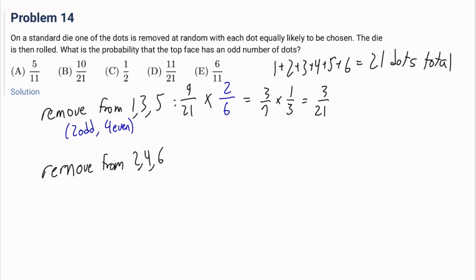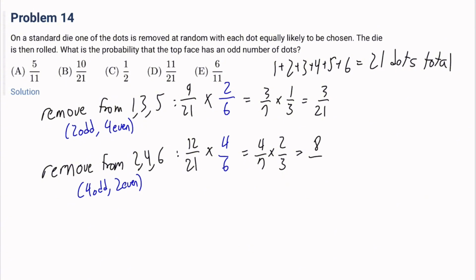And same thing, if we remove it from 2, 4, or 6, then together it's 12, so it's 12 over 21, and then that's going to be this times, and now we're going to have 4 odd and 2 even, right? So that's going to get us 4 over 6. So this is going to be 4 over 7 times 2 over 3, so this is 8 over 21, right? And so all this together, this gives us 11 over 21. So this is the sum, it's our answer.